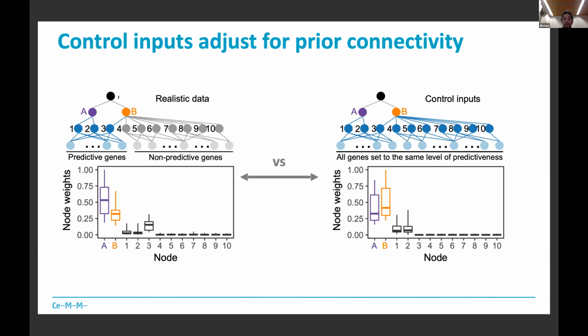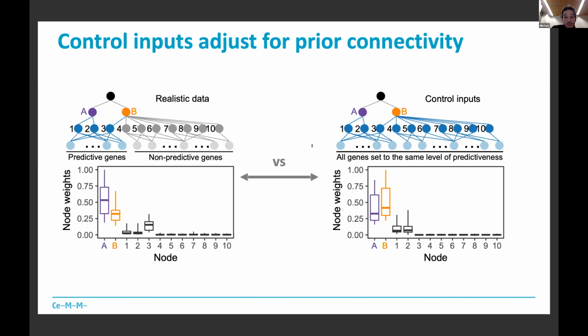So to separate this out and to normalize for the structure itself, I produced control inputs where every input feature, every gene, is set to have the same level of predictiveness. So predictive means how much this gene by itself predicts the output, and they are all set to the same level. And the weights I get from training this network on this kind of control input data just mirror this bias arising from the network itself. And so this way I can normalize and remove the effect from just the network structure, which is independent of the input data, by comparing the two.